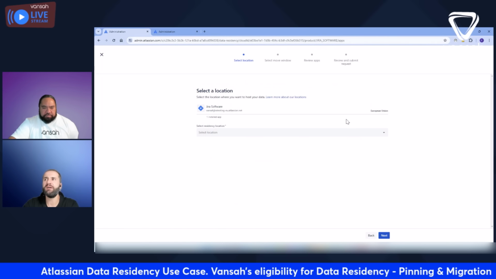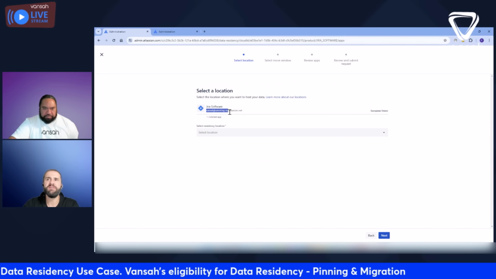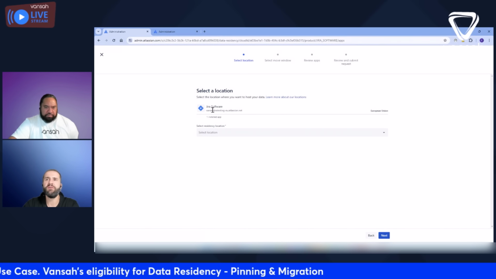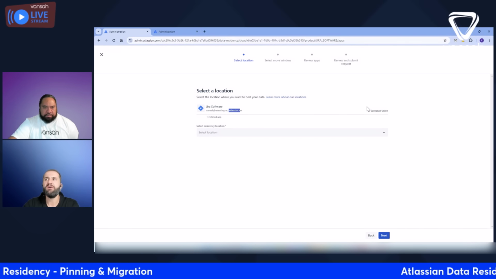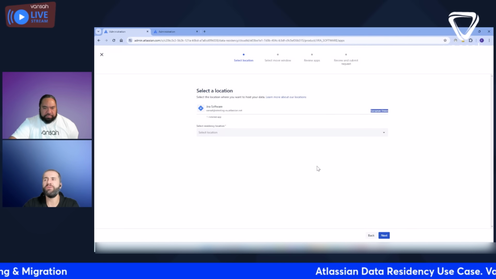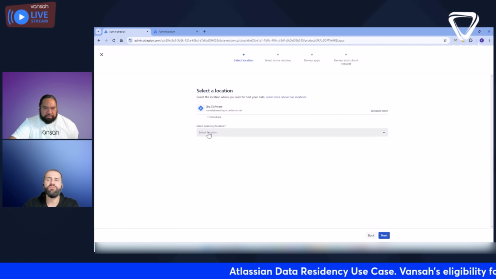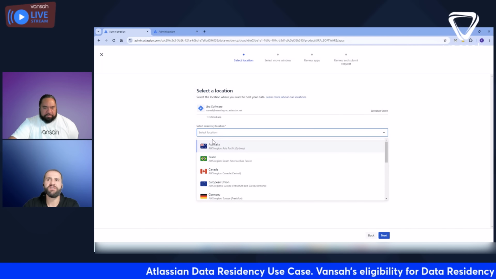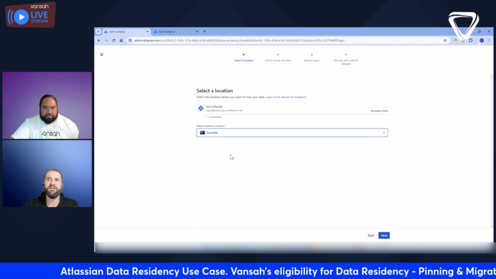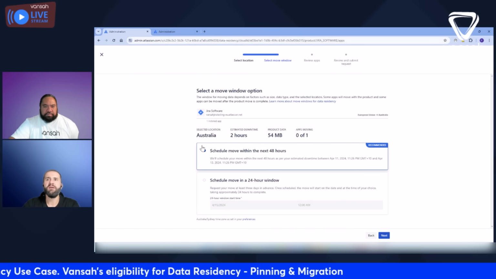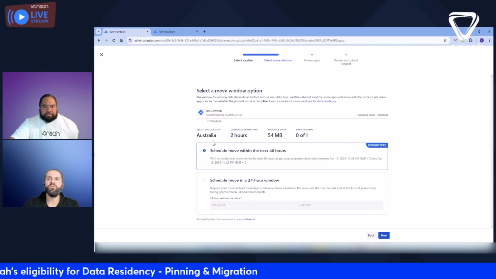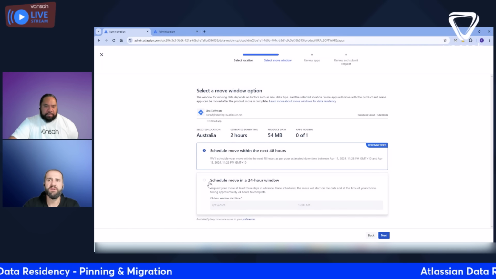Right now it's telling you, look, this is called Vansah Jira testing, but your Jira workspace is pinned to the EU region. You want to move it to a new region, so select the location. Let's just say we want to now move it to Australia, and we click next. It now will ask you what time you want to move it, and so forth.